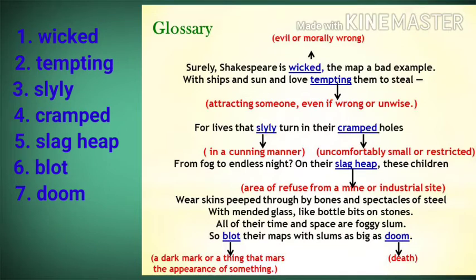Cramped is the fourth word, meaning uncomfortably small or restricted. Fifth word, slag heap, which means an area of refuse from a mine or industrial site. The next word is blot, which means a dark mark or a thing that marks the appearance of something. And the last word is doom, which means death. Now let us start with our understanding of the third stanza.